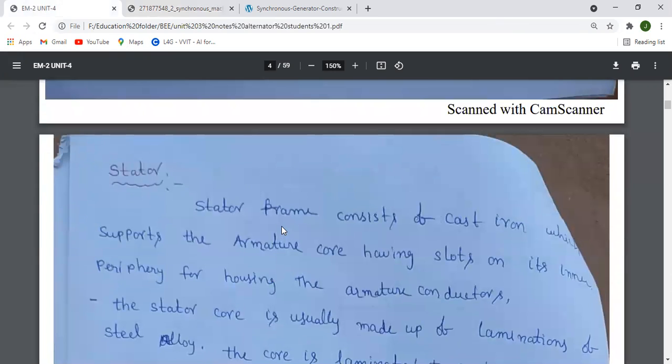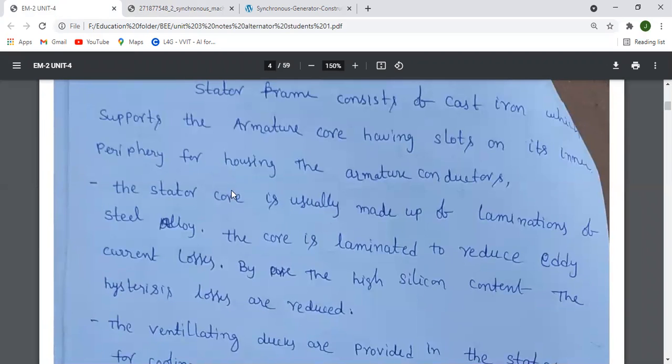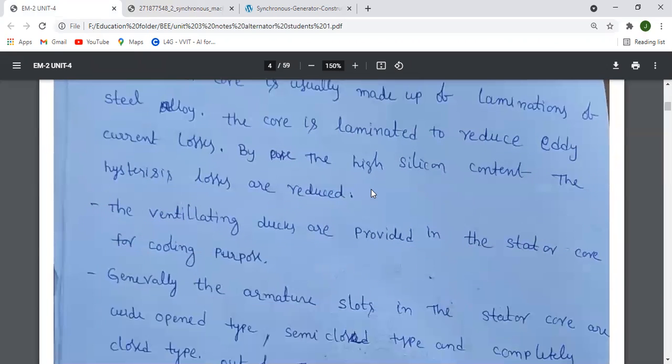And here, what about the stator? The stator frame consists of cast iron, which supports the armature core having slots on its inner periphery for housing the armature conductors. The stator core is usually made up of laminations of steel alloy. The core is laminated to reduce eddy current losses. By using high silicon content, the hysteresis losses are reduced in the alternator.